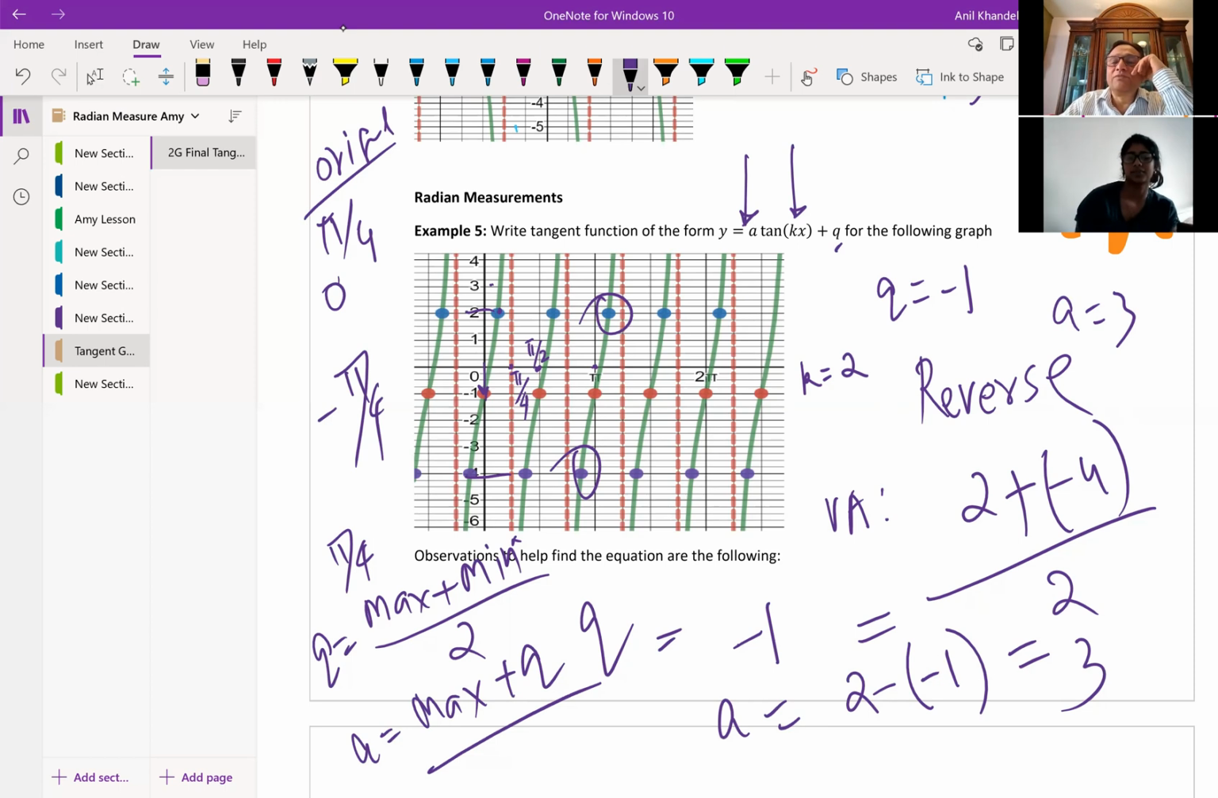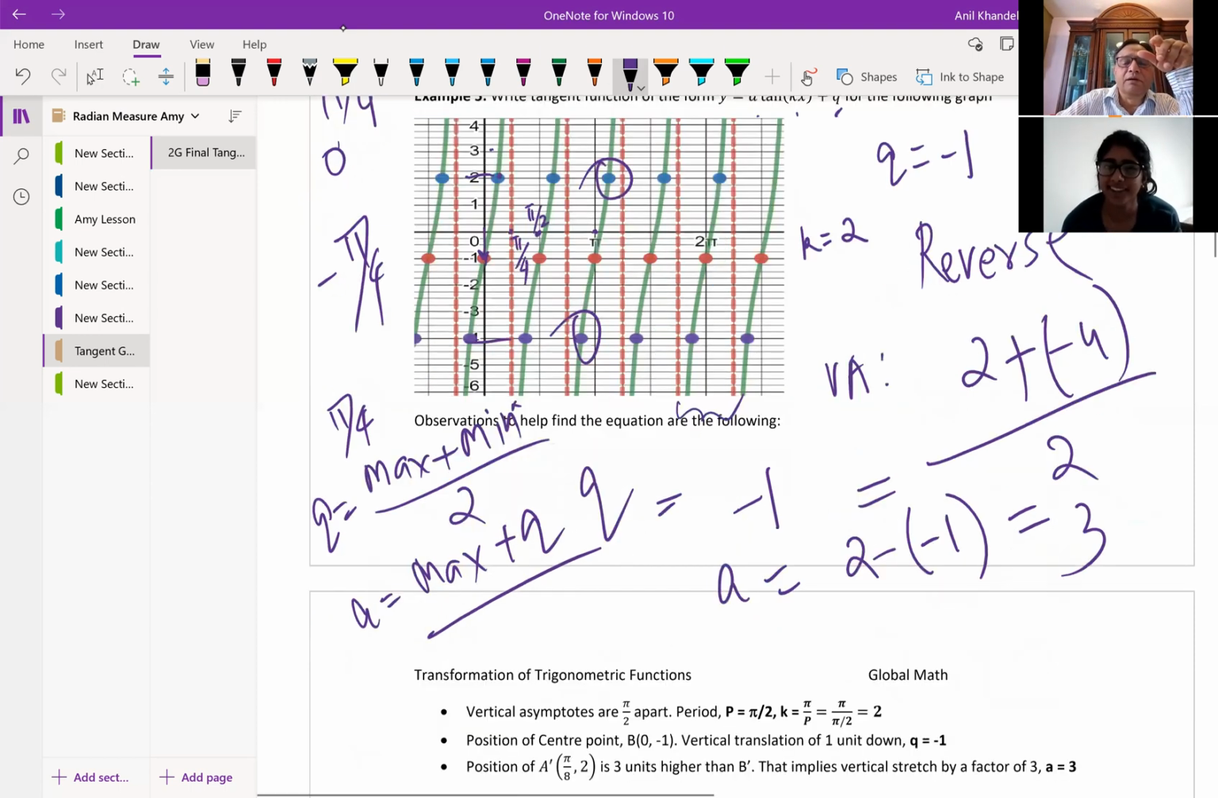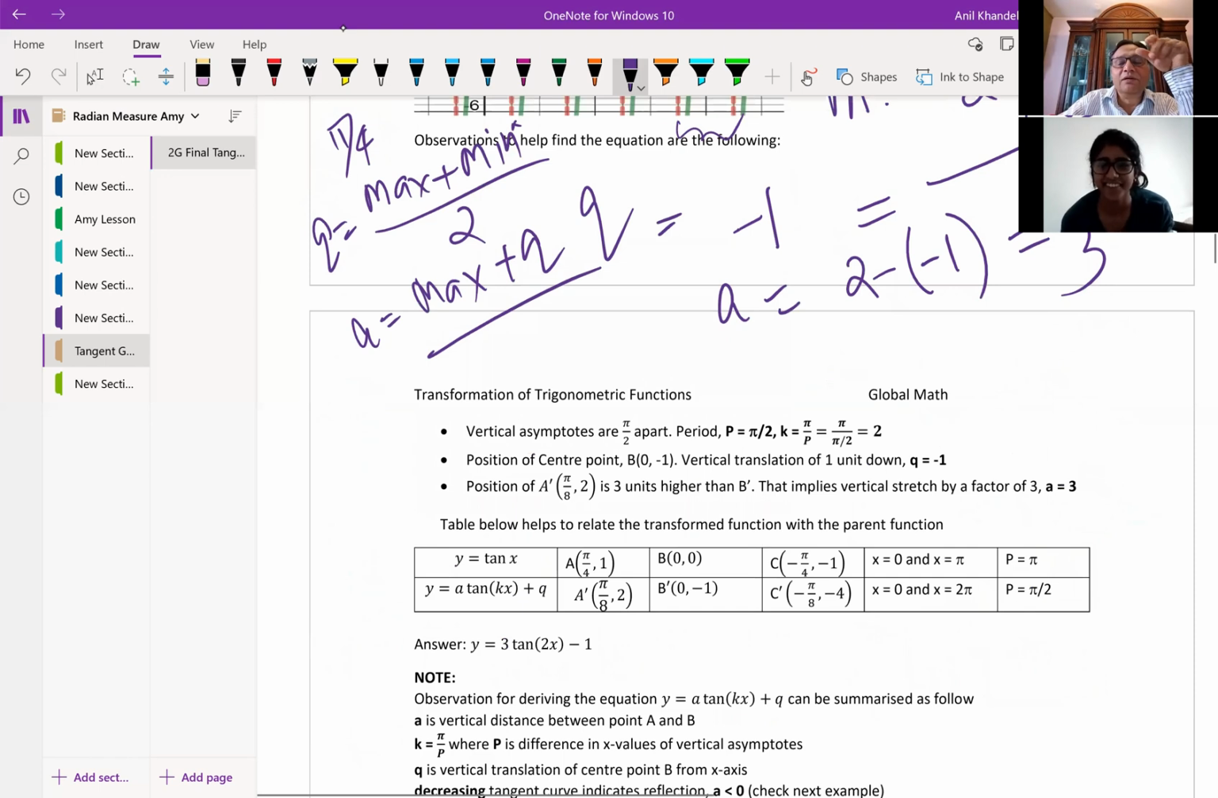So straight away from the graph, we got the value of A, and from the period, we got the value of K. Because the period is reduced to half, we got K. Does that make sense to you? Very clear. We went hurriedly over it, but I think you got a bigger idea.